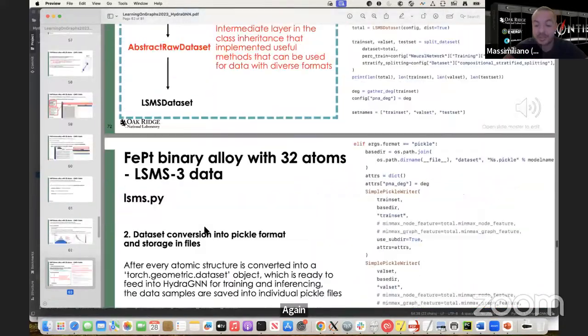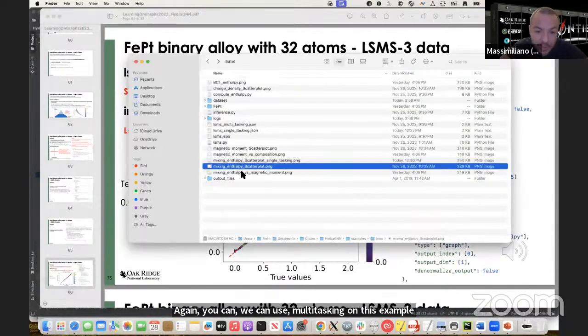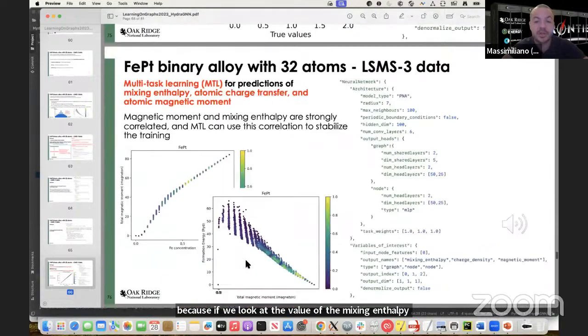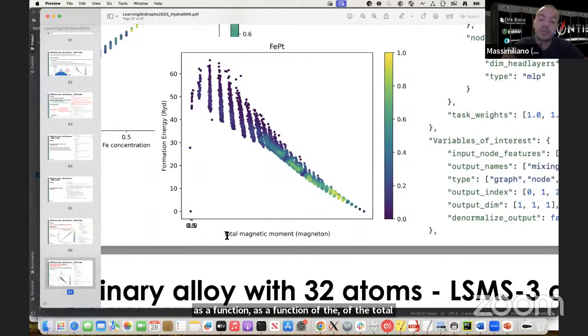We can use multitasking on this example. The reason we want to use multitasking is that if we look at the value of the mixing enthalpy as a function of the total magnetic moment, you can see that total magnetic moment and formation energy are strongly correlated with each other. So the idea would be to have multitask learning take advantage of this implicit correlation to perform very effective multitask learning, where we want total magnetic moment and formation energy to be simultaneously predicted.